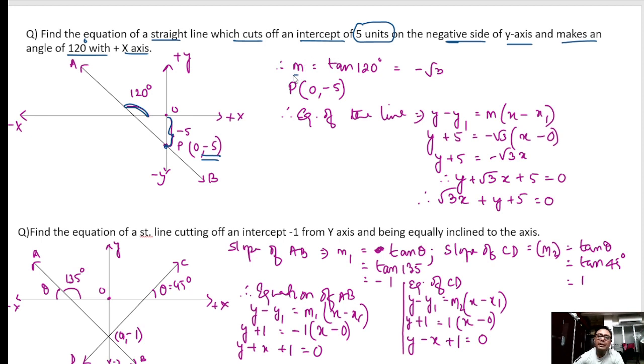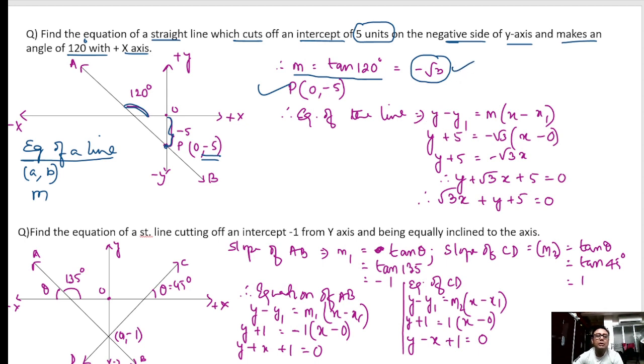So instantly we can tell the slope of this line will be tan 120, which is -√3. Okay. Now for the equation of a line, please remember, if you want to find the equation of a line, what do you need? You need a coordinate and you need a slope. So for the line AB, see, P is a coordinate and the slope we found.